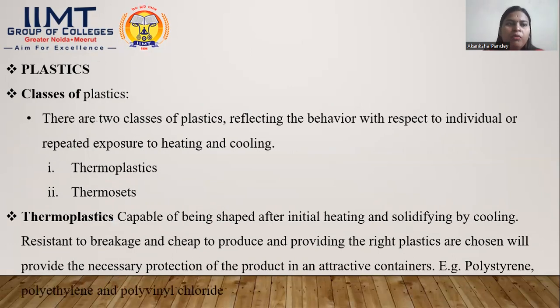Okay. Moving forward, the next material we use is plastic. Before that, I would like to elaborate on the classes we use in plastics, that is thermoplastic and thermosets. Thermoplastic is capable of being shaped after initial heating. Thermoplastic is a kind of material that we can shape while we heat it. We just heat that plastic, shape it out, and after cooling it gets solidified.